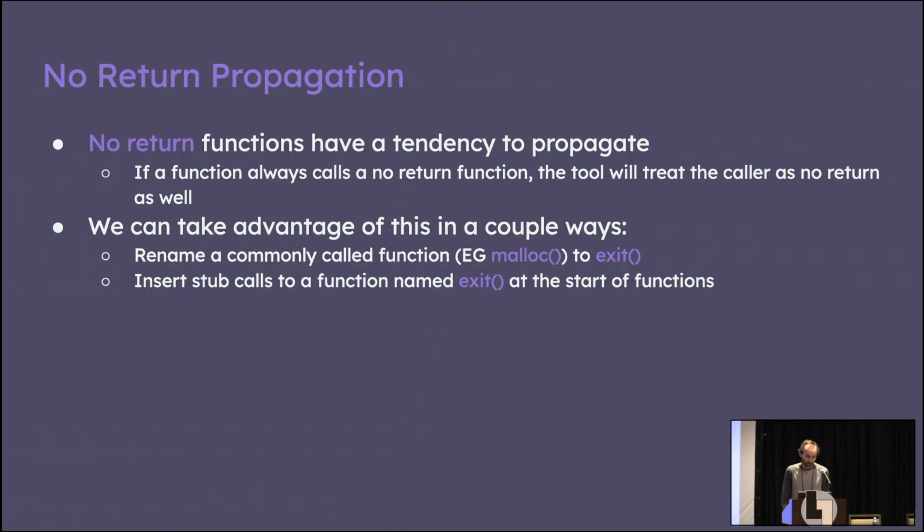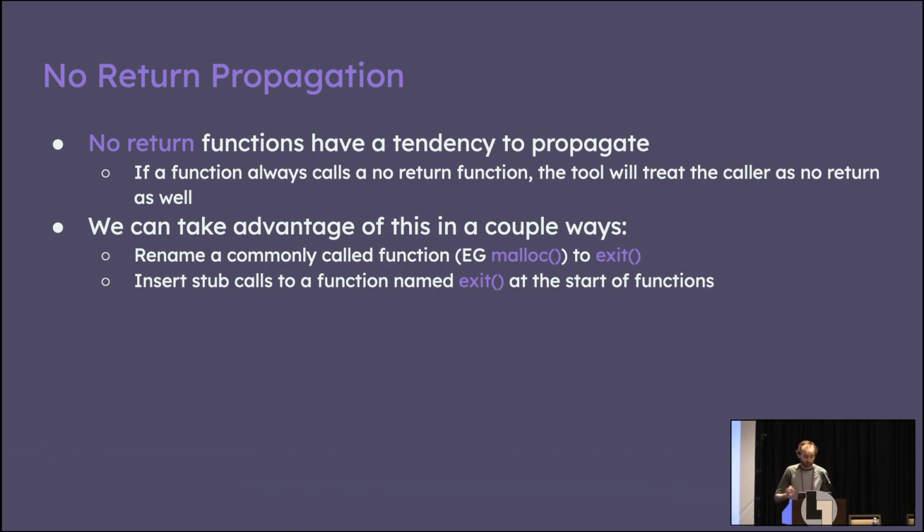And another particularly fun thing about this trick is that it has a tendency to propagate. So if you think, exit, as we know, is a no return function. But if you have some function that always calls exit, no matter what, then you can pretty well assume that that function itself is also a no return function, because it's also not ever going to come back. And so this assumption tends to propagate.